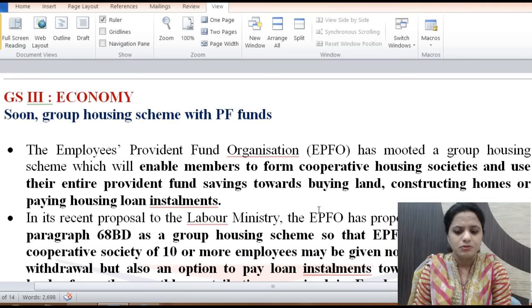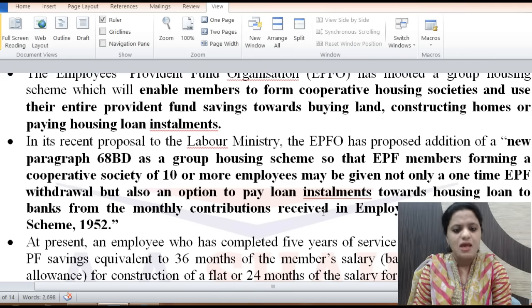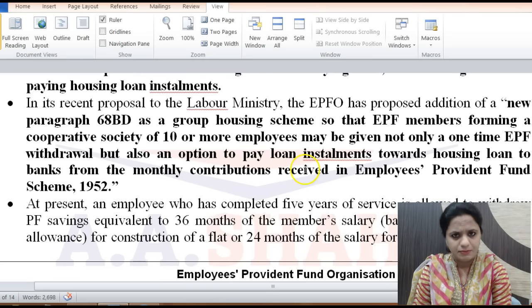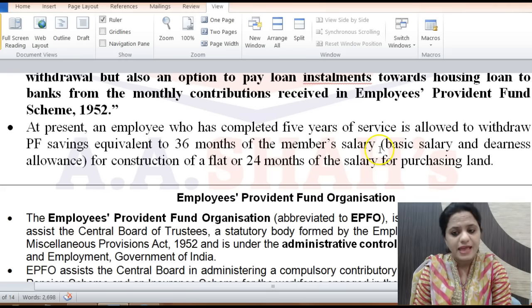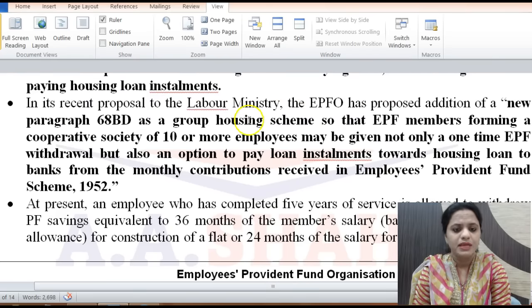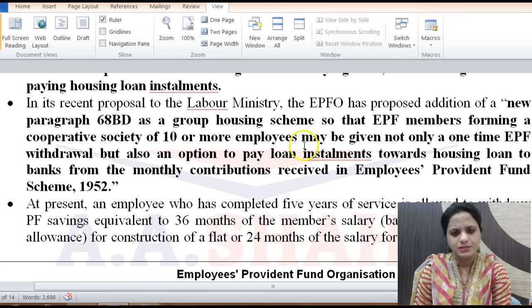Presently you can make only a one-time payment, but now EPFO is demanding that you should be able to pay housing loans in installments also. So there may be monthly contributions from the Provident Fund. Presently only a one-time withdrawal is allowed, only for employees who have completed 5 years of service. They can withdraw around 36 months' equivalent of their salary, for construction of a flat or purchasing land, but only once. Now this will be extended to multiple installment payments, and the complete amount can be put into housing, like constructing a house, buying land or paying installments.